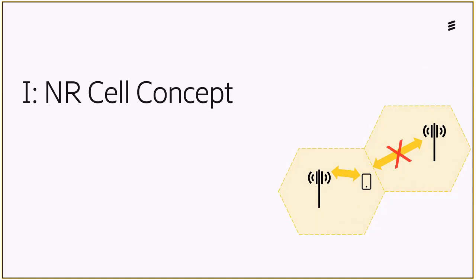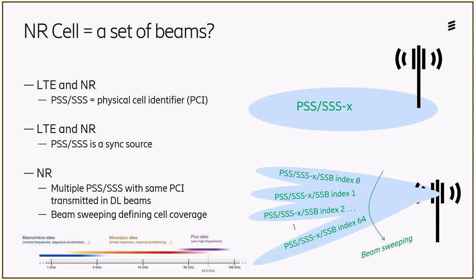When it comes to the cell concept, or at least some aspects that are relevant for this presentation, there was this question if a cell would be a set of beams. And in the first bullet, I just recap here, since we have many layer 1 colleagues in the audience, that in LTE and NR, we have these synchronization signals, PSS and SSS. And in the same way, in LTE and NR, they also encode a physical cell identifier. There are some differences, such as the number of identifiers we can encode. If I'm not mistaken, in NR we have double or almost double the number of what we had in LTE. And in both LTE and NR, they also work as a sync source. That's where the UE obtains the initial synchronization.